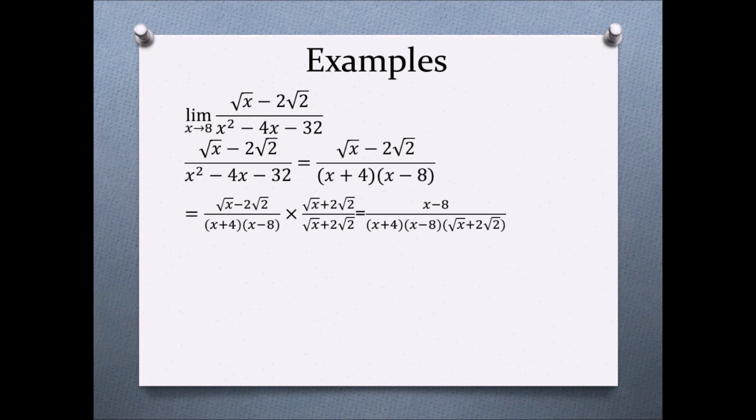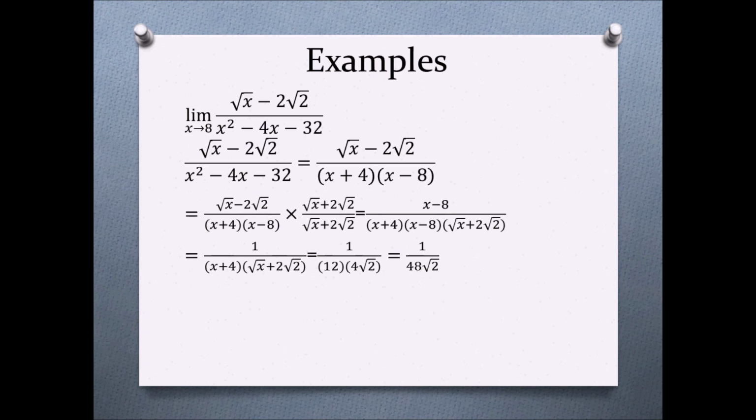Okay, let's multiply by the conjugate. The conjugate of root of x minus 2 root 2 is root of x plus 2 root 2. Multiply this, you get x minus 8. Now, put all these quantities you're multiplying together in the denominator. Like I already said, do not multiply this out. Now, cancel out the quantity x minus 8 from the numerator and denominator, and you should get 1 over the quantity x plus 4 times the quantity root of x plus 2 root 2.